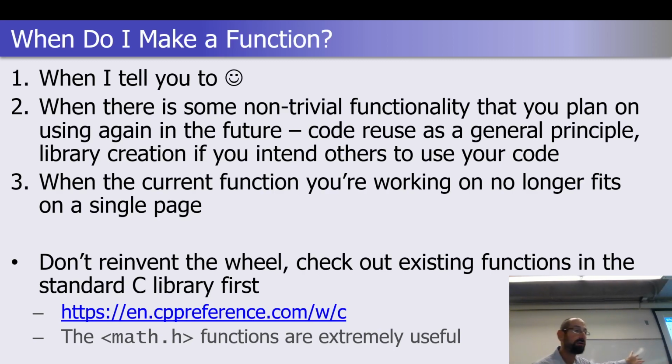Otherwise, when do you choose to make a function in your code? When I tell you is correct. But otherwise, there isn't like a hard and fast rule. I would say reuse is a good thing to look for. XOR2 as a function that is part of Lab 6. It's a logic gate. It's a universal logic gate.